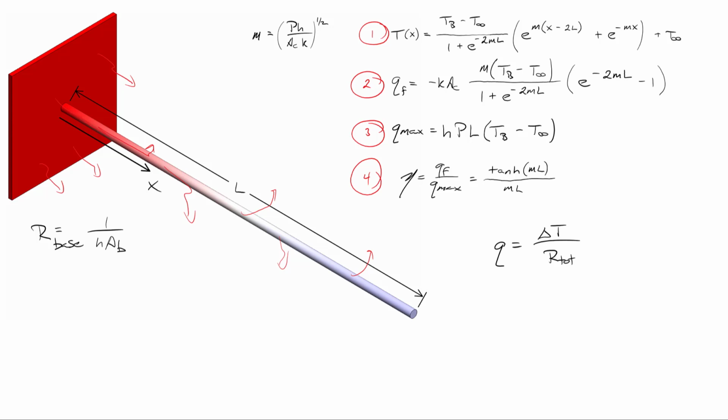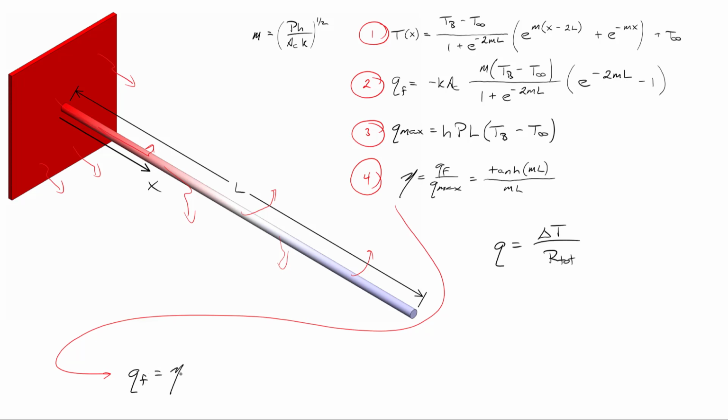But it's a little bit trickier for the fin, because what temperature do we use as the driving force? The temperature out far away from the base is much cooler on the fin than it is at the base. So to do this, let's work with our fin efficiency. We can rewrite that. We could say that the heat being removed from the fin is equal to the fin's efficiency multiplied by the theoretical maximum rate of heat transfer from the fin.